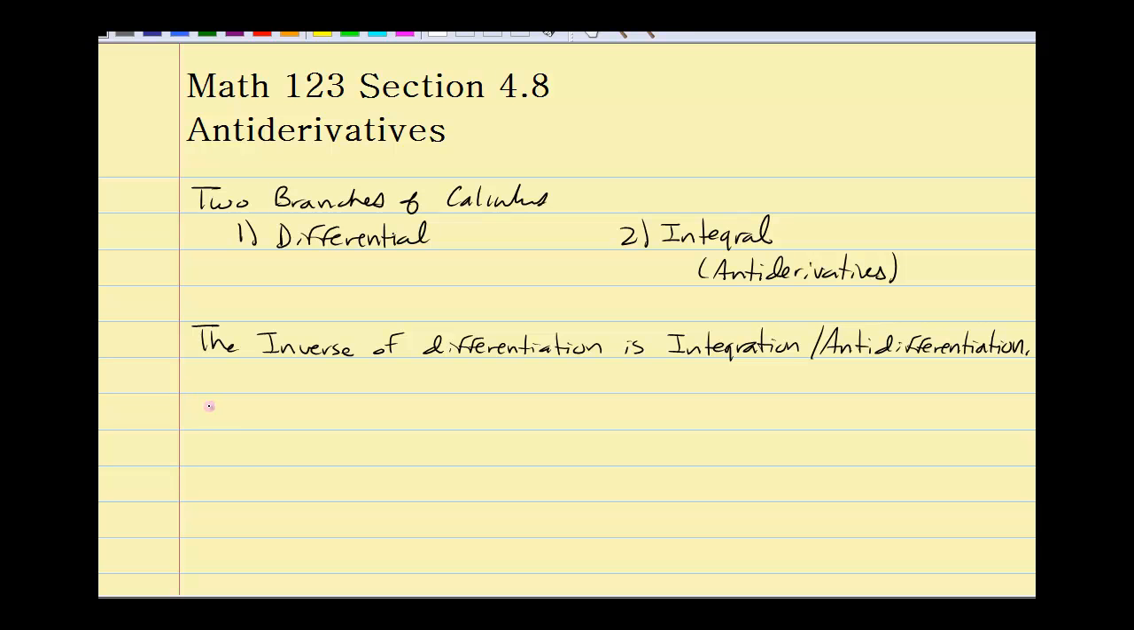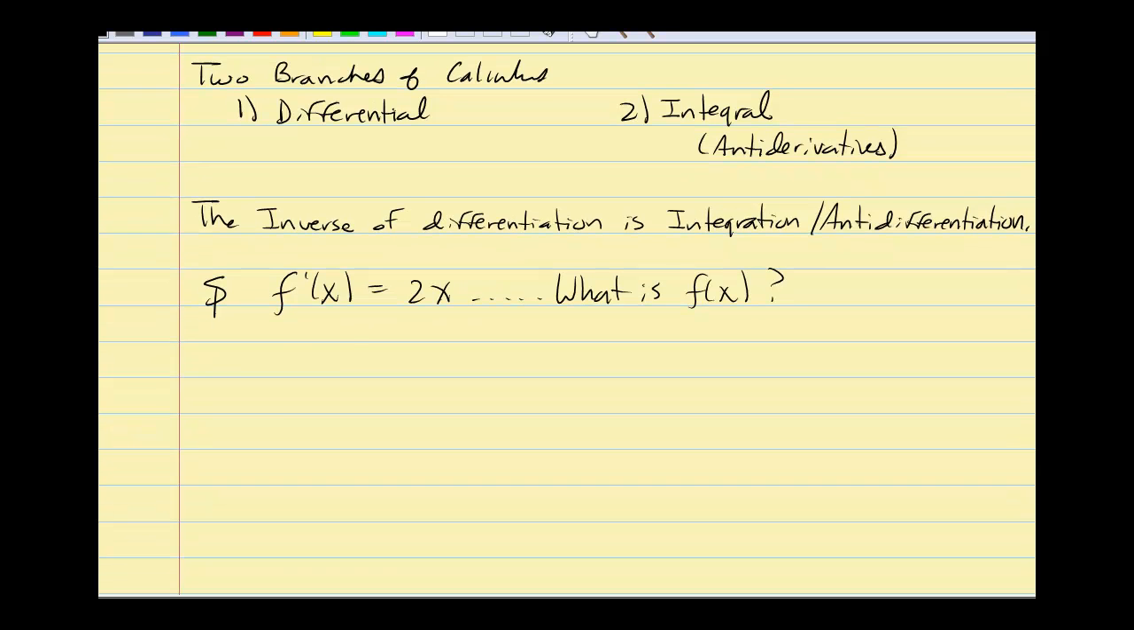To show what this means, let's go ahead and look at an example. Suppose we know the first derivative is equal to 2x. This is the question then: what is our original function? What did we take the derivative of to get 2x? Well, by inspection we can see pretty easily that that original function must have been x squared.